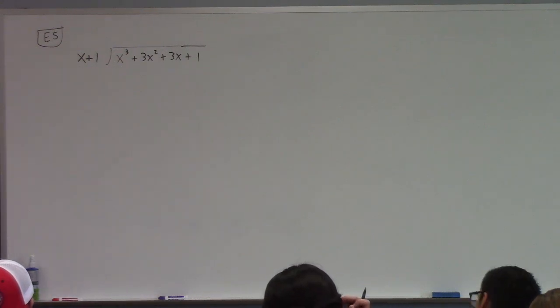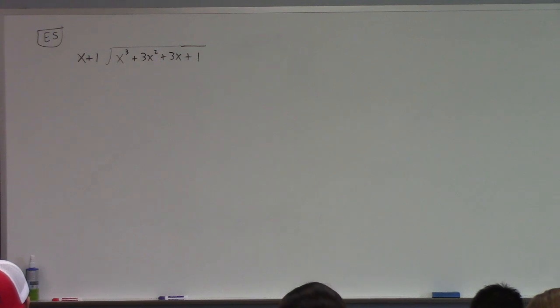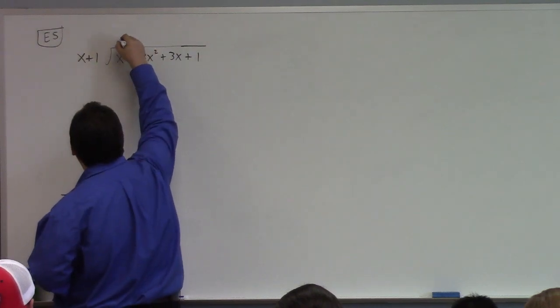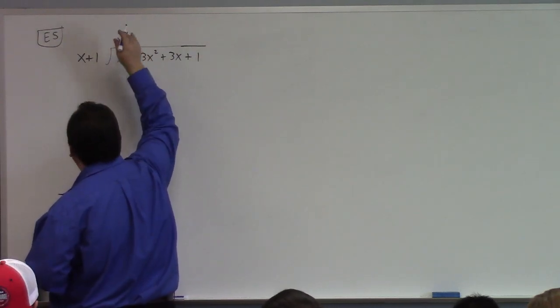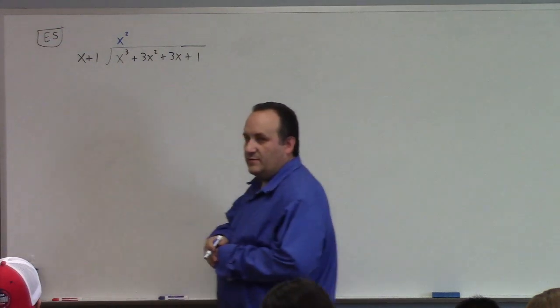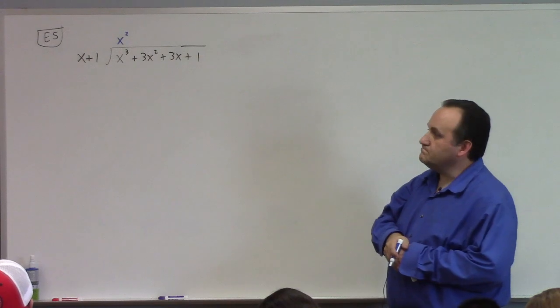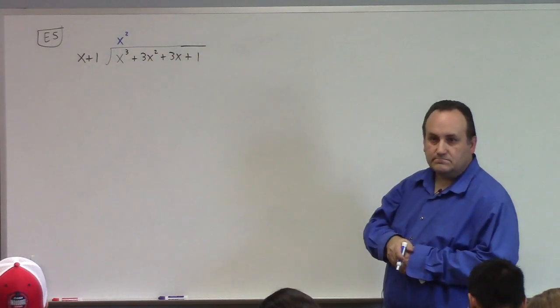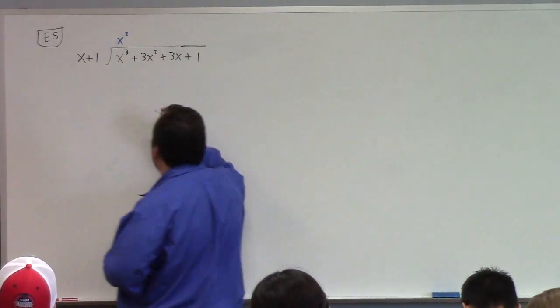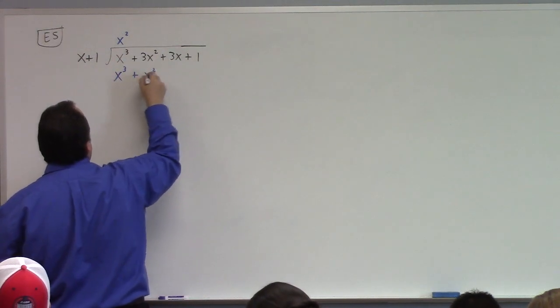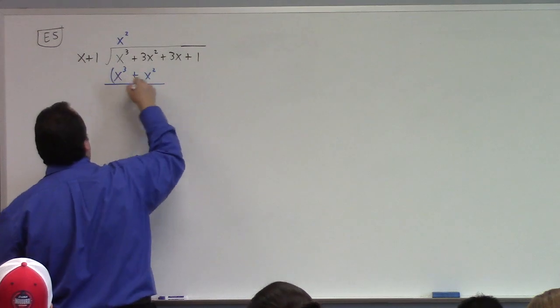So, in other words, what do I need here to get rid of the x cubed? What should I write? X squared. X squared, very good. Stop there, just x squared, that's all we want. Now, what is x squared times x plus 1? X cubed plus x squared. Plus x squared, okay, great. Then we subtract.